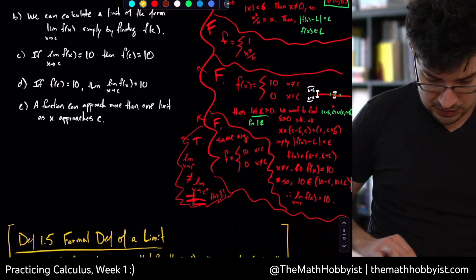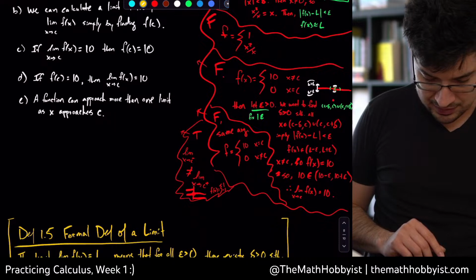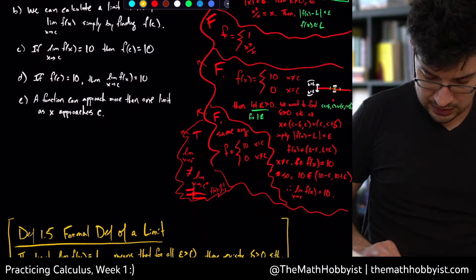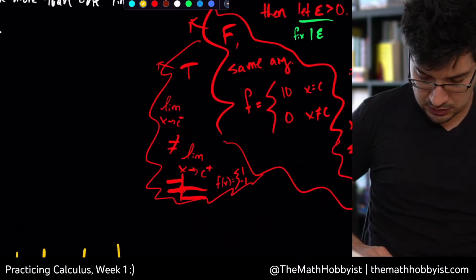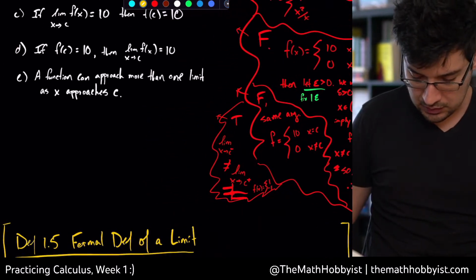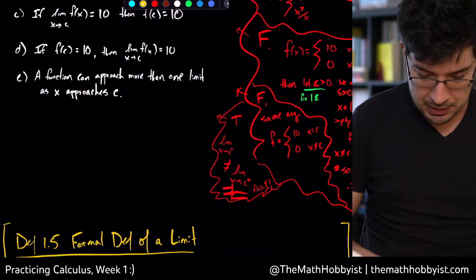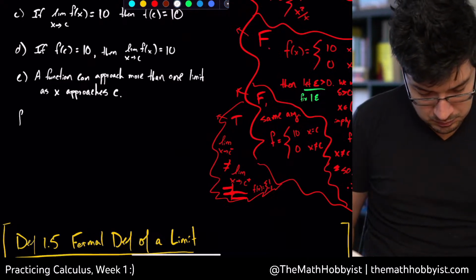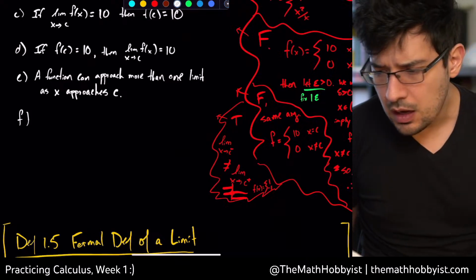Okay, so a function can approach more than one limit as x approaches c. I think that we want to consider true. Left and right hand limits can be two separate limits. F.